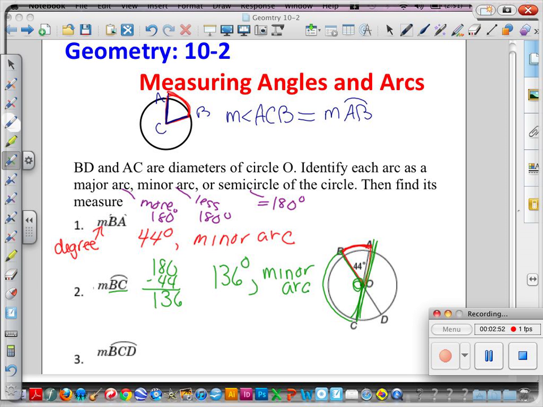Problem number 3. I've got 3 letters there. In the reading, you should have learned that when you have 3 letters, you probably have a major arc. You could also have a semicircle, people. So let's take a look here. I need to find the measure of arc BCD. Again, I have an M, so I'm looking for it in degrees. I'm starting at B. I'm going to run over C and then to D. So I need to go this way, people. That's a half of a circle. A half of a circle is 180 degrees, so that is a semicircle.